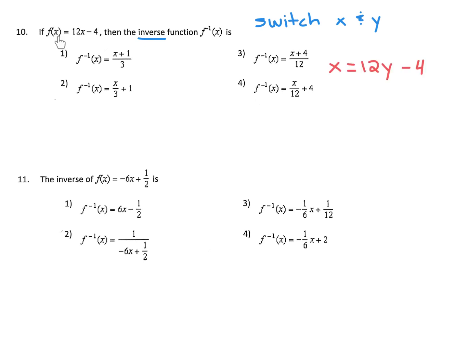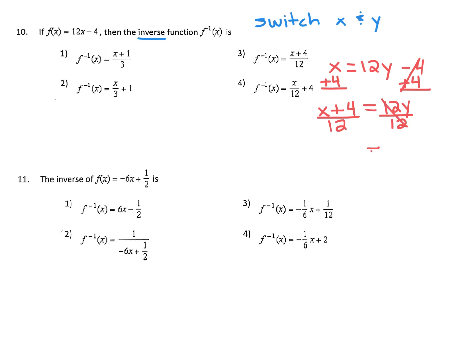Okay, so there you have it. So the y becomes an x, and the x becomes a y. And now all we have to do is get this y all by itself. All right, so let's first add 4 to both sides of the equation. Which will leave us with x plus 4 on the left-hand side and just a 12y on the right-hand side. And then to get rid of the 12 in front of the y, let's just divide both sides by 12.